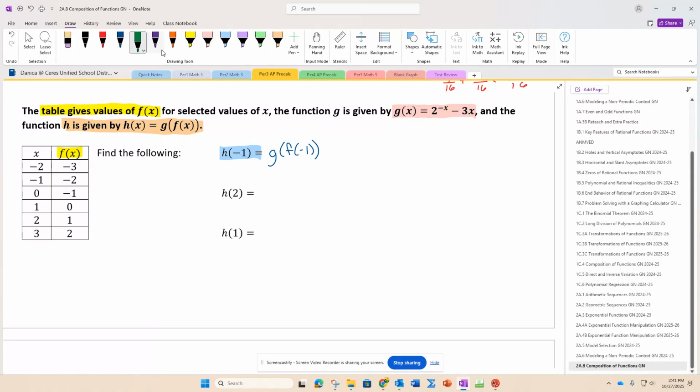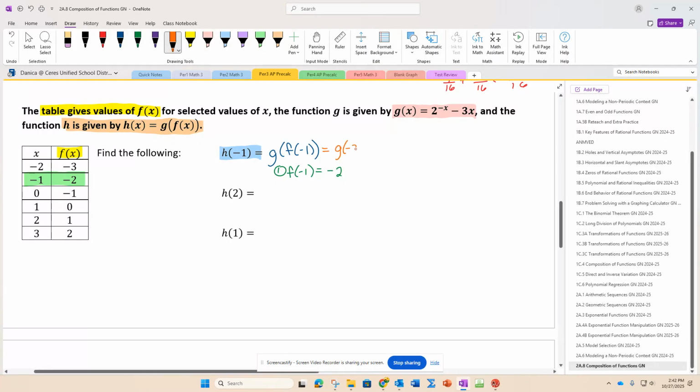So now it's pretty much like the notation we were working with at first. So the first thing that we would do would be to figure out what is f of -1. And f of -1 comes from our table because that is our f function. And we find our input value of -1, and it gives us an output value of -2. So now we can replace f of -1 with what it's equal to, which is -2. So this now becomes g of -2.